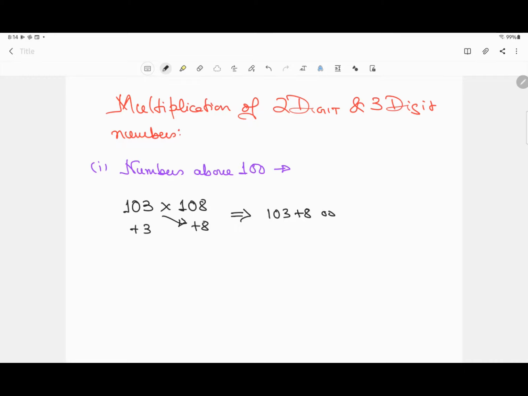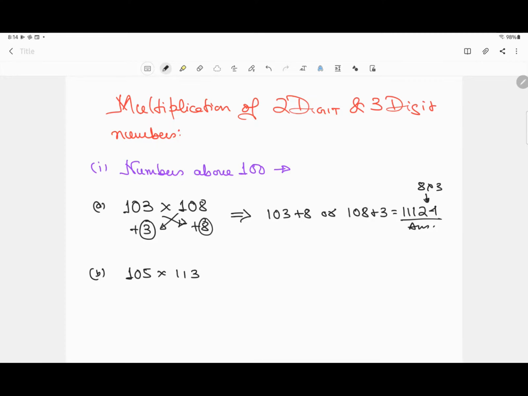We will first add either 103 plus 8 or 108 plus 3. Both the sums will be the same. Okay, so we are getting 111. Take any sum whichever is convenient for you. Now next we will put a 2-digit number which is the product of 3 and 8. Okay, that is 24. So our answer will be 11124. Simple, isn't it? Let us take a few more examples.